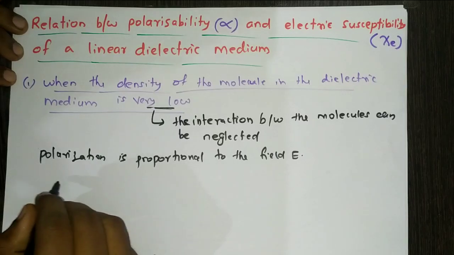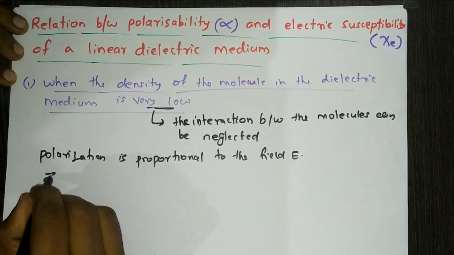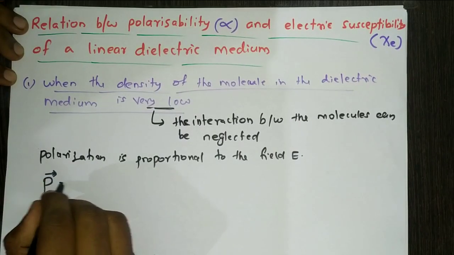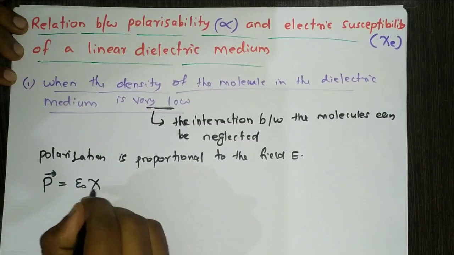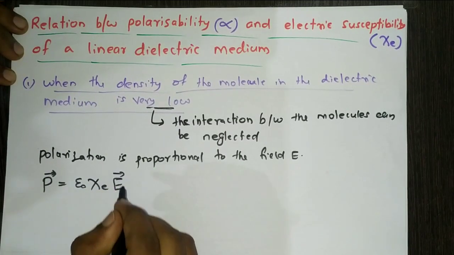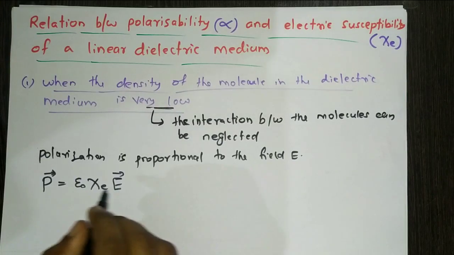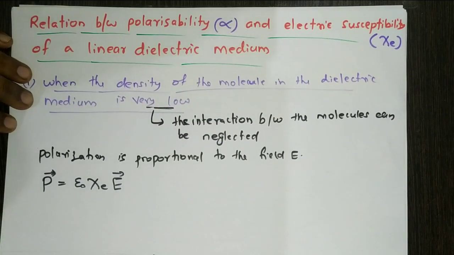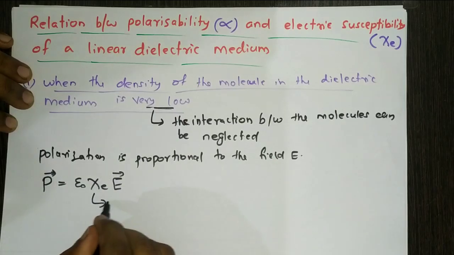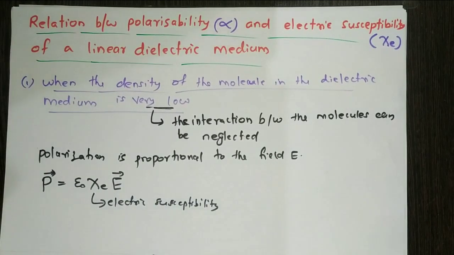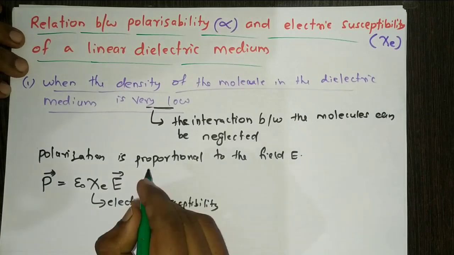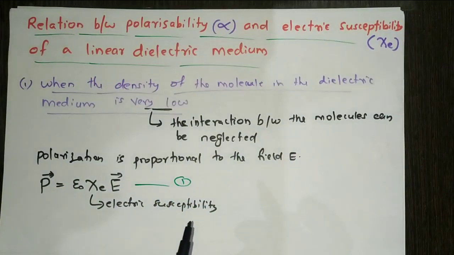That is, our polarization P can be written as epsilon 0 chi e E. Here chi e is the electric susceptibility. Let me put this as equation 1. Here the polarization is due to the external electric field.